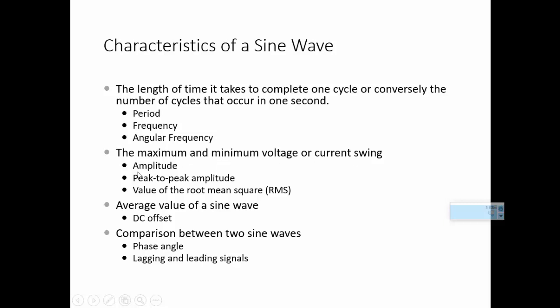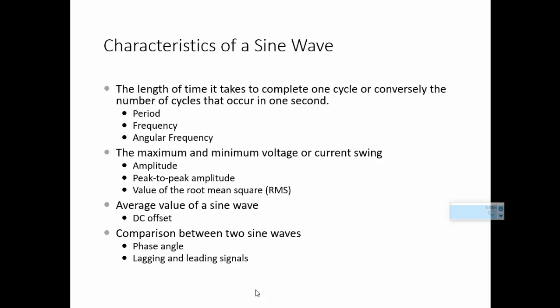We have also the amplitude, the peak-to-peak amplitude, and the root mean square (RMS) value. We also need to understand the average value of a sine wave, and the DC offset. We also need to understand the comparison between two sine waves: the phase angle, and the lagging and leading signals. These are the characteristics of a sine wave, which happens to be the reference for how these voltages and currents are produced.